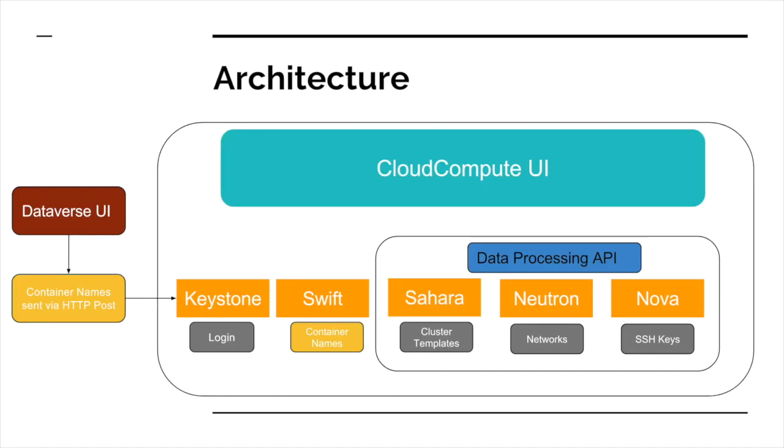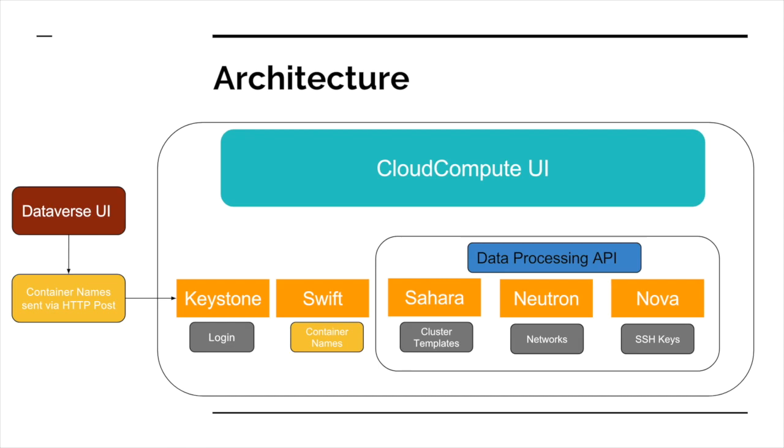So now let's look at the architecture of CloudCompute UI and how it interacts with the Dataverse UI. The Dataverse UI is something that's created by Harvard, and that's where the data sets are stored. And the data sets are stored in Swift, so they have container names, and we get these container names via an HTTP post request. So when we hit compute on the Dataverse UI, it takes the user to our CloudCompute UI. And the first step the user has to go through is the login.